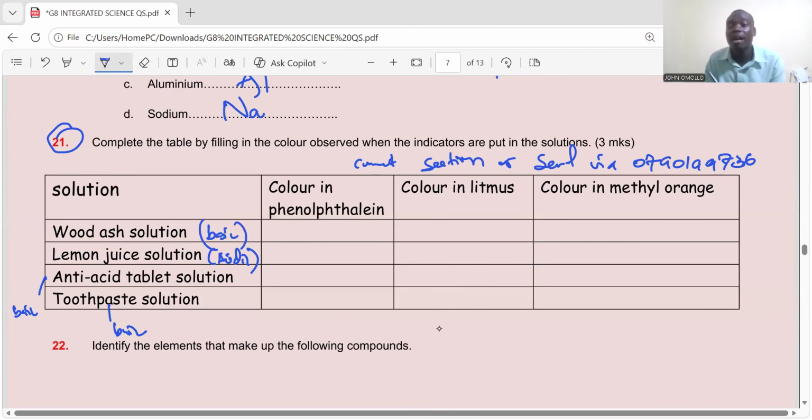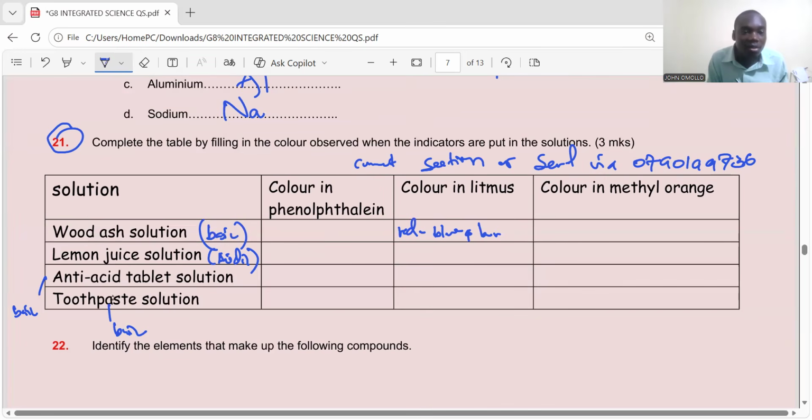That is, again, plant extract indicators. So, for instance, when I talk about the color of wood ash in litmus paper, wood ash is basic. So when you bring it to litmus paper, a base will turn red litmus paper to blue, and blue remains blue. So you are going to give me the colors in litmus paper.